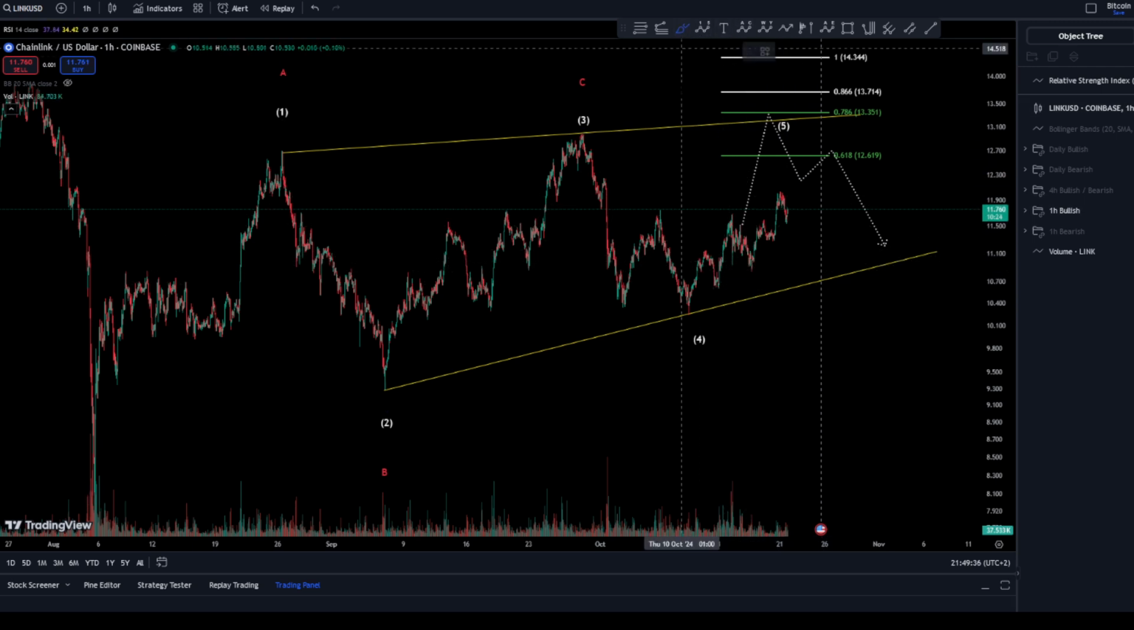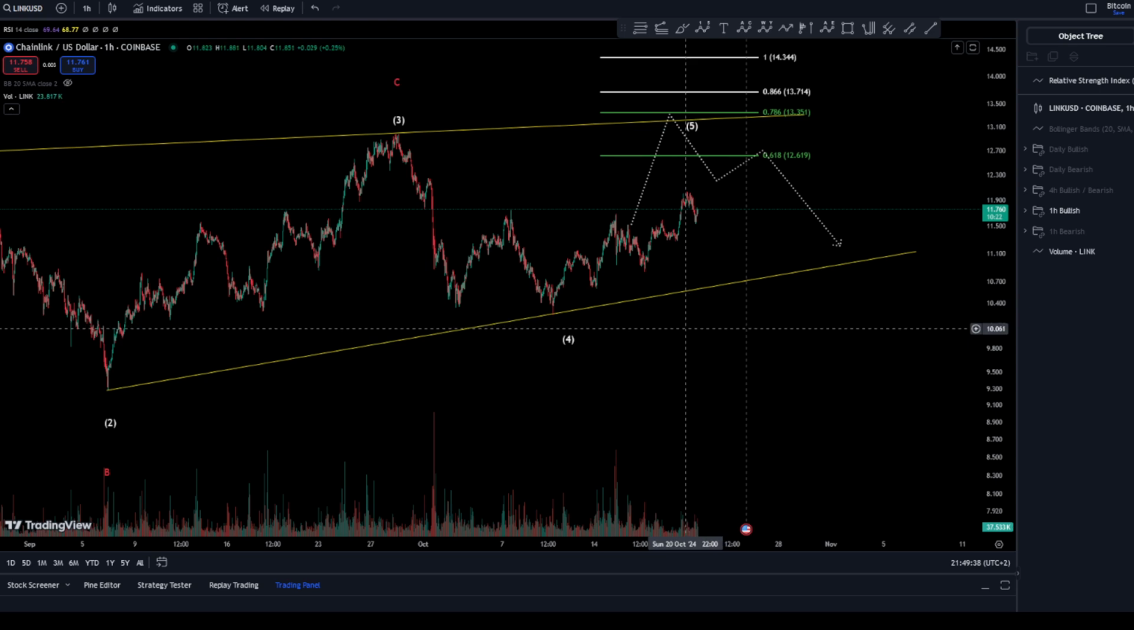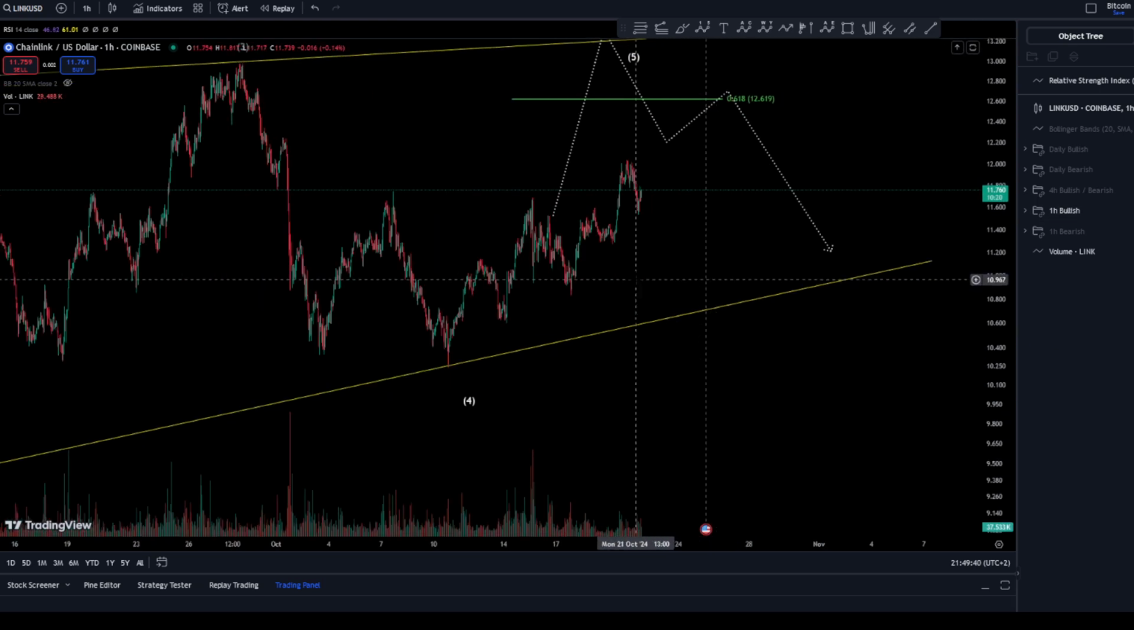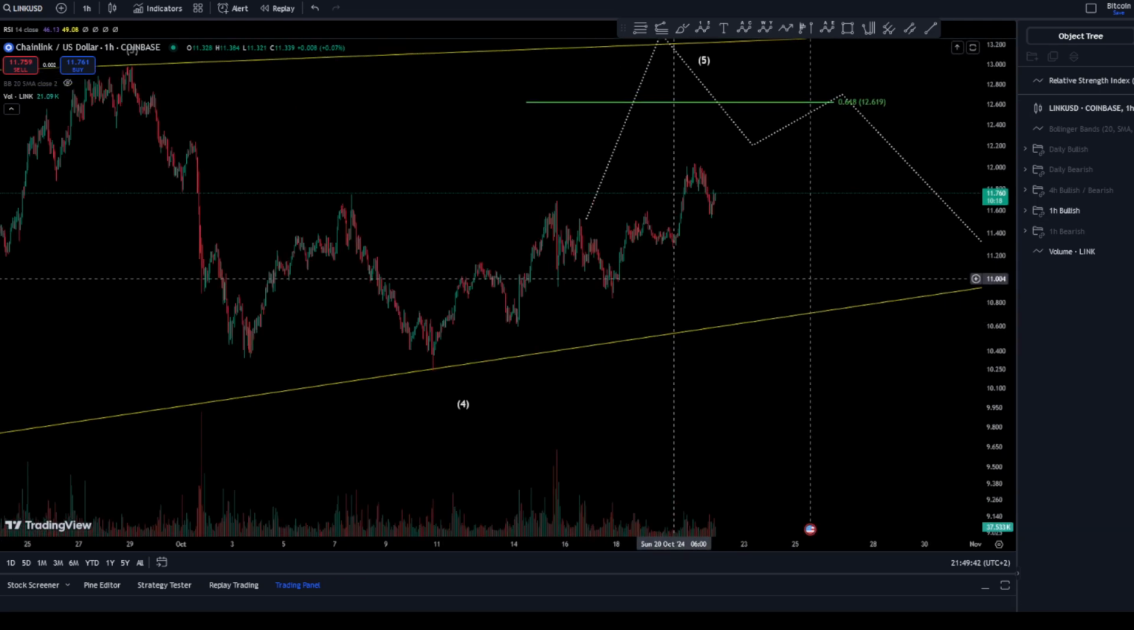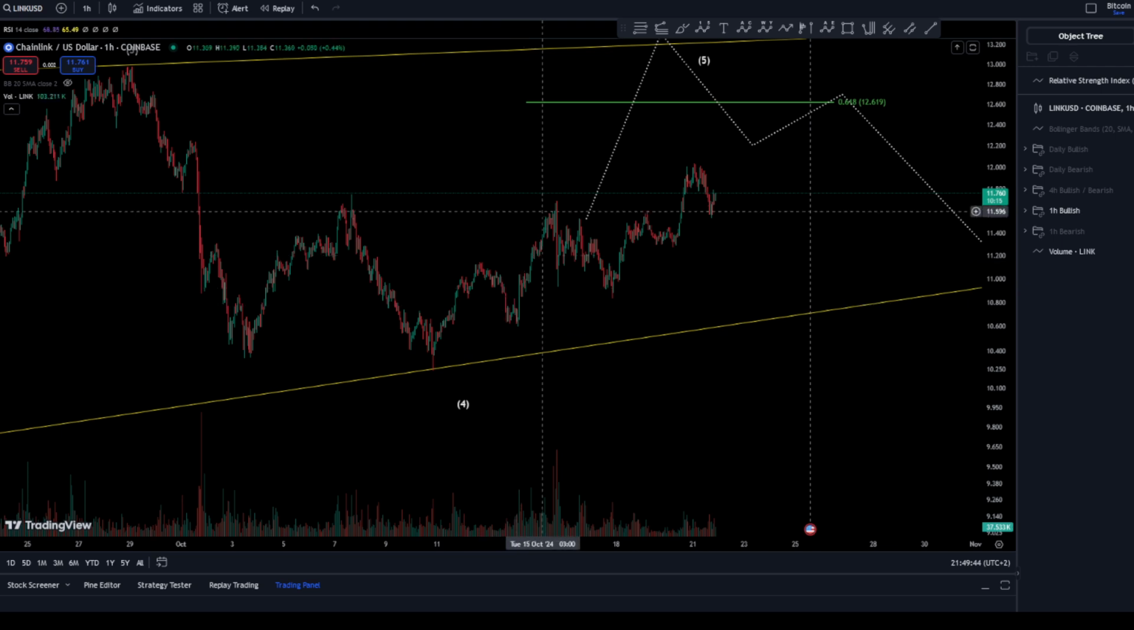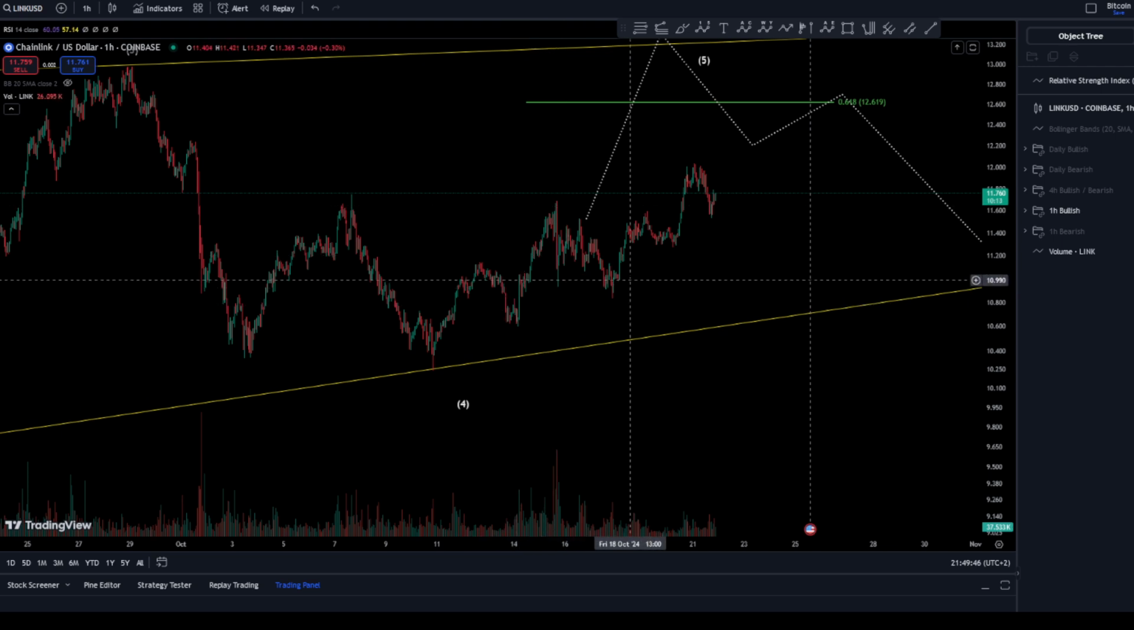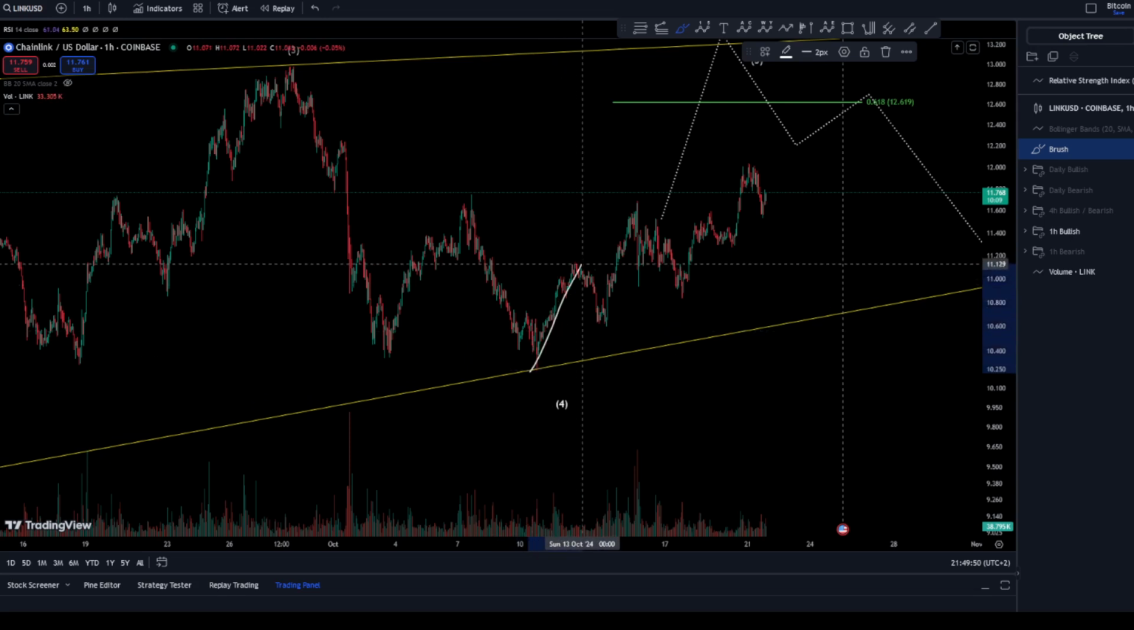So it's a little bit hard to say that this is an impulse, to be honest. 1, 2, 3. Your 4 has dived in your wave 1. So yeah, definitely we are looking here at 3 waves. I mean, there is no other thing.